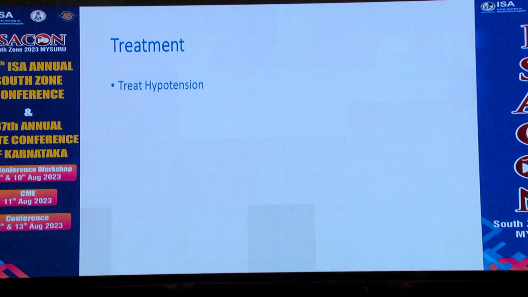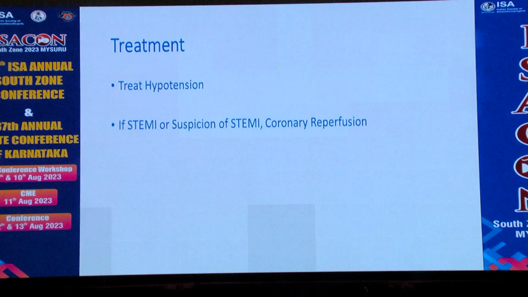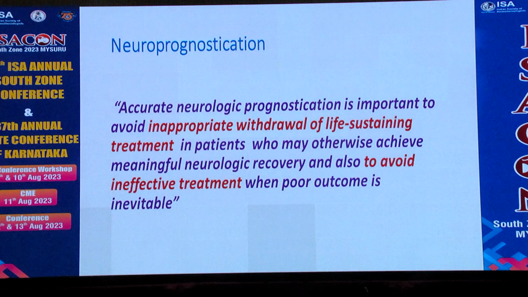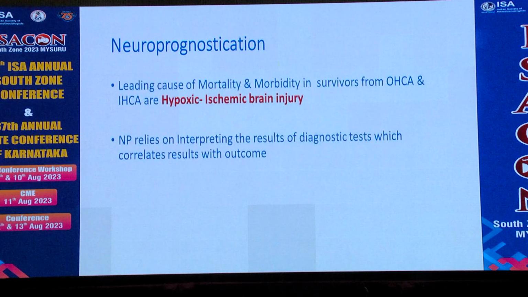The treatment is to treat hypotension, coronary reperfusion if STEMI or suspicion of STEMI, and targeted temperature management. And neuroprognostication, an accurate neurologic prognostication, is important to avoid inappropriate withdrawal of life-sustaining treatment in patients who may otherwise achieve meaningful neurologic recovery, and also to avoid ineffective treatment when poor outcome is inevitable. That is, neuroprognostication is the measure to predict the neurological outcome of the patient after cardiac arrest.